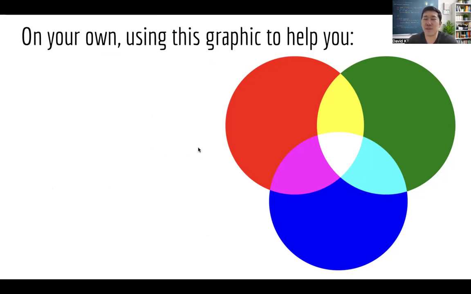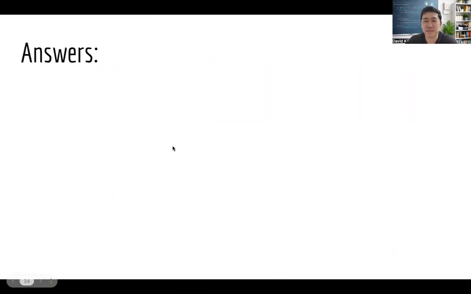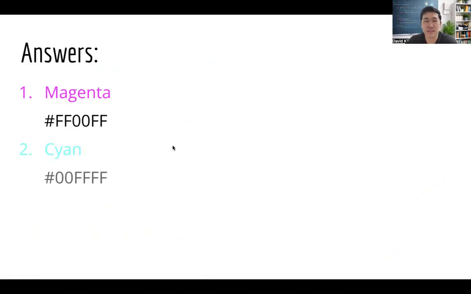Now, using this graphic to help you, feel free to pause the video. Write down what you think the hexadecimal color codes are for the following: magenta, cyan, and yellow. Go. Go ahead and pause the video. So the answers are, for magenta, it's FF00FF. For cyan, it's 00FFFF. For yellow, it's FFFF00.